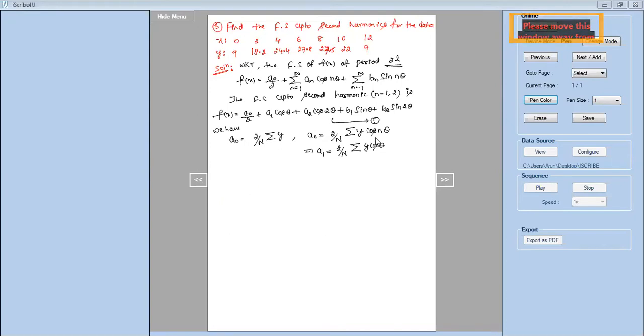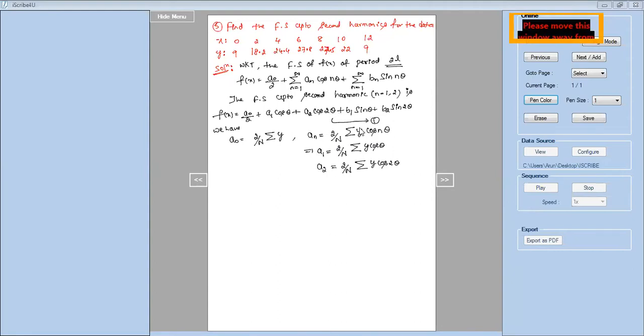And if I put n equal to 2, we get a2 equals 2 by capital N into summation y cos 2 theta. So y into cos 2 theta, put n equal to 2 in this. So I got the formula for a1, a2. Next, what do we want?